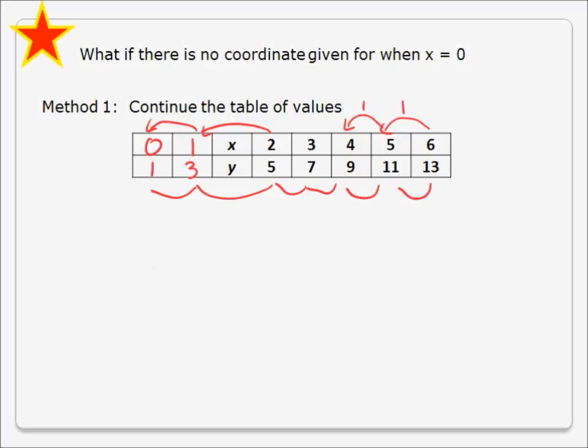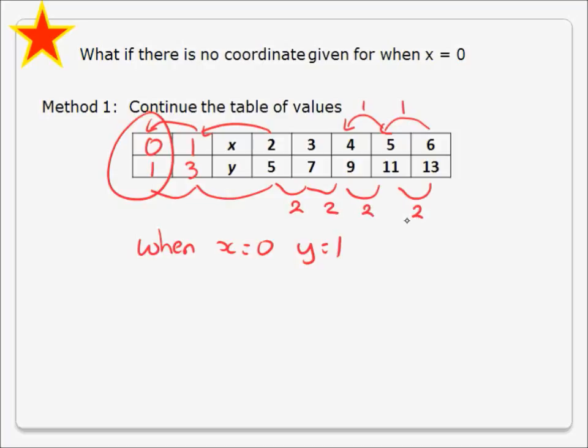So if I want to find the rule, I now have when x equals 0, y equals 1. That's my constant term. How are all these numbers changing?